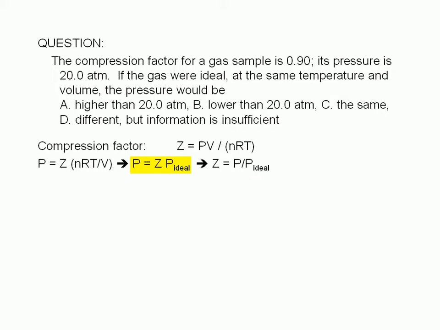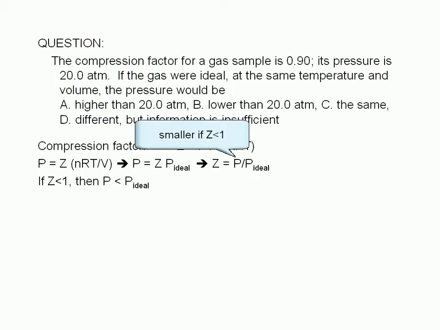We can rearrange this equation to show that Z is simply the ratio of the pressure of the gas to its ideal pressure. Since we are given that Z is 0.90, we can conclude that the pressure of the gas is lower than its ideal pressure. If Z is less than 1, then the numerator is smaller than the denominator. The actual pressure is smaller than the ideal pressure.